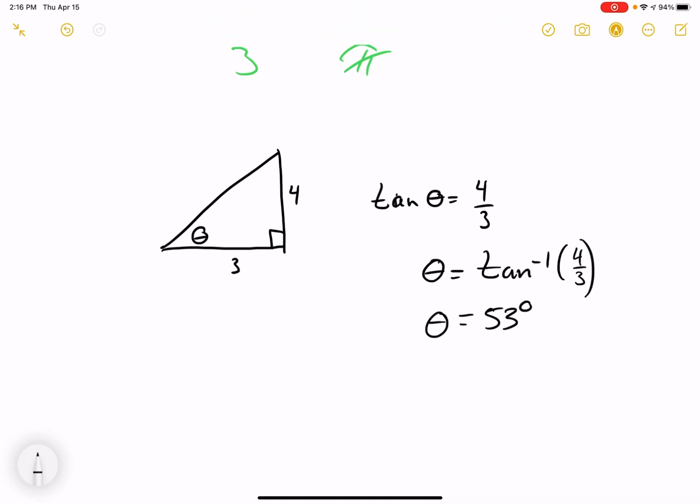Let's take a look at this example that we have right here. Here I'm given a triangle with just two sides of 3 and 4. And I have to find that actual angle. So the angle in question is theta. I know the adjacent. I know the opposite. So I'm going to use tangent. And I'm going to set it up as the tangent of theta equals 4 divided by 3.